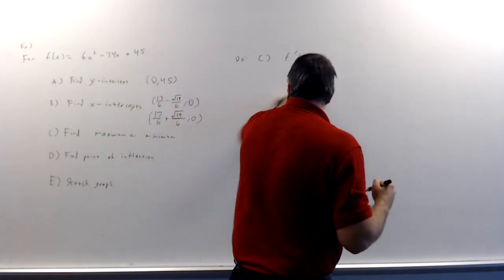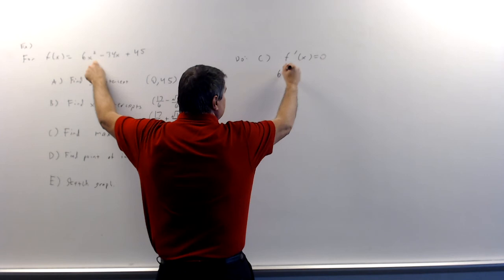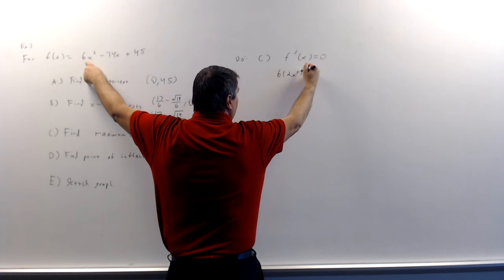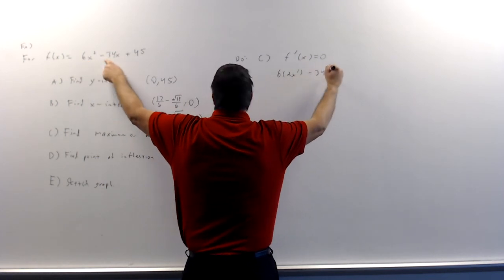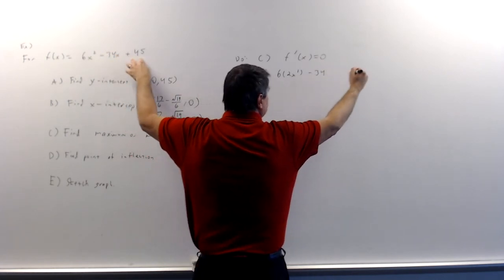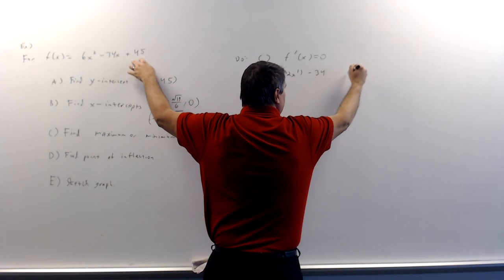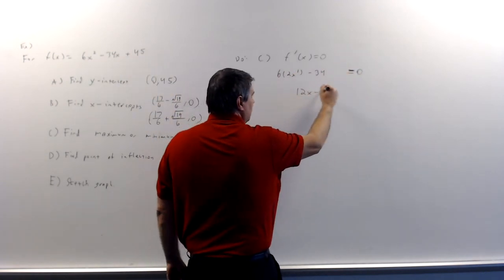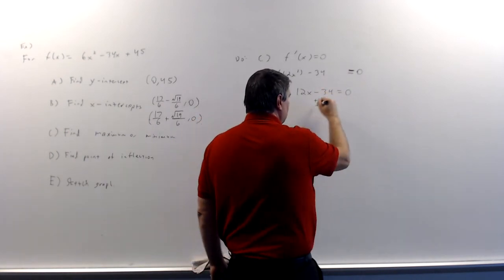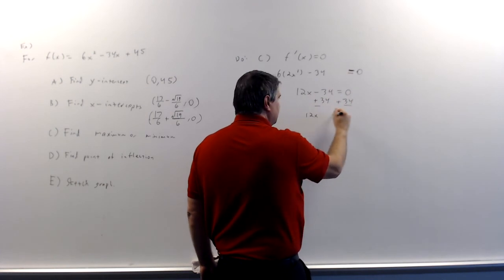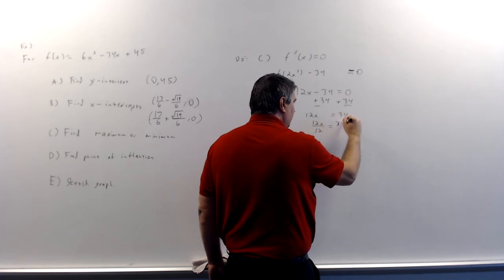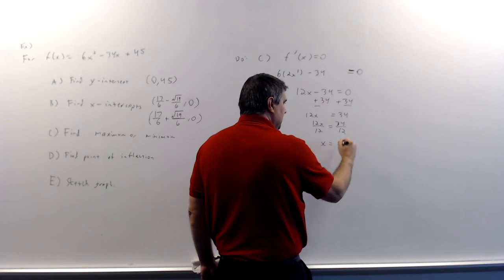Actually, I think I'm skipping too many steps, so I'll do that again. 6 times 2x to the first, minus the derivative of negative 34x, which would be negative 34, and the derivative of a constant is 0. So this whole thing equals 0. So 12x minus 34 equals 0. Add 34. 12x is 34. Divide off that 12, and x equals 17/6.